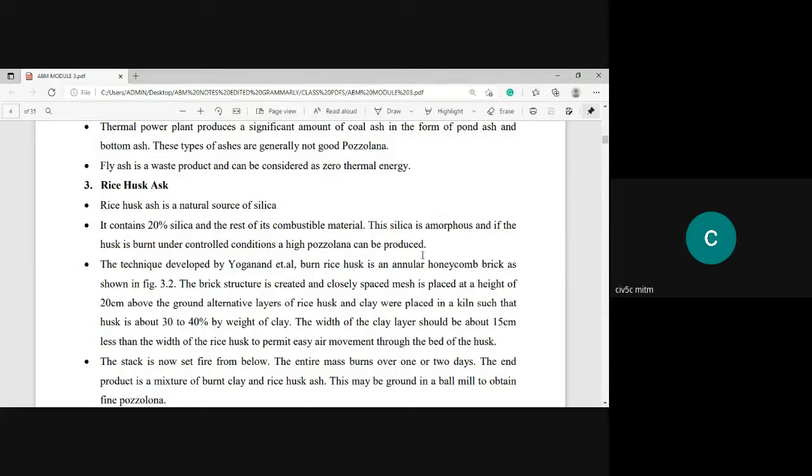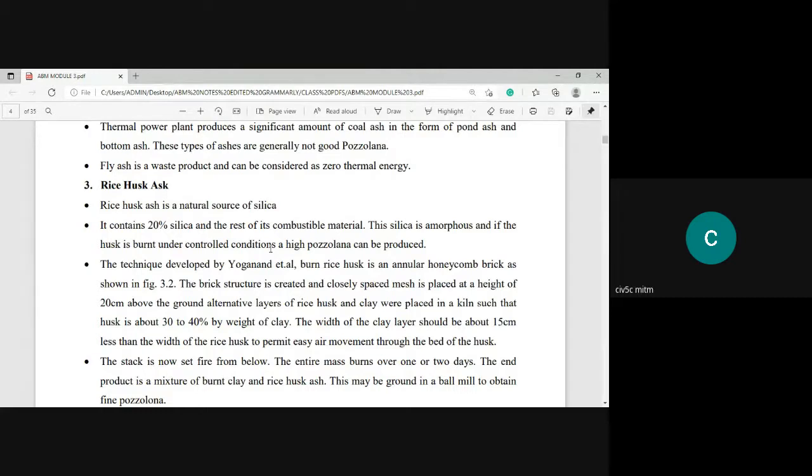As I stated, if the husk is burned under controlled conditions, a higher pozzolanic material can be produced. Okay, so you know that rice husk is the outer shell. When you grow rice, the outer shell, which is brownish in color, is called rice husk. Those rice husks you are going to remove.